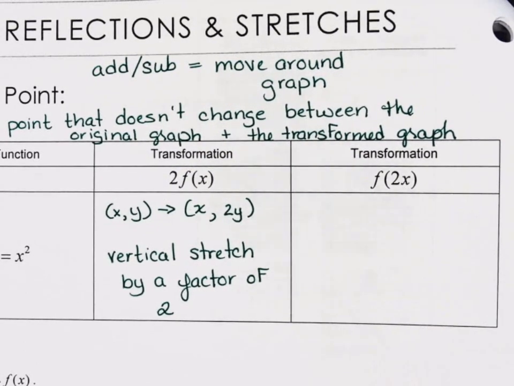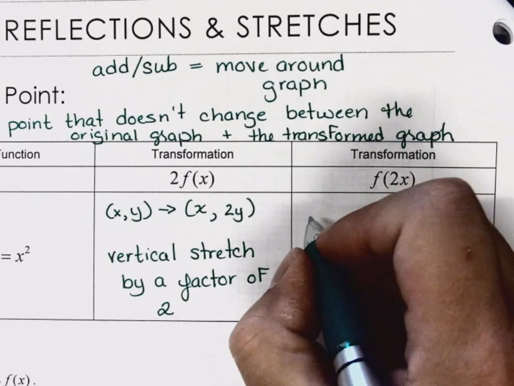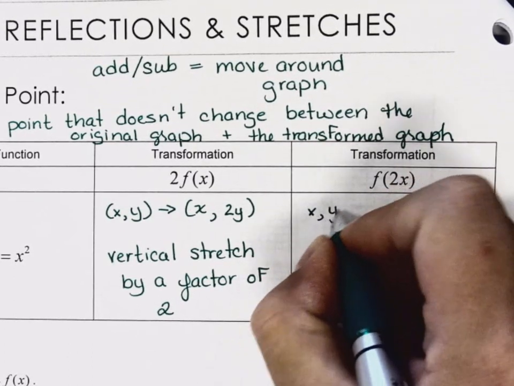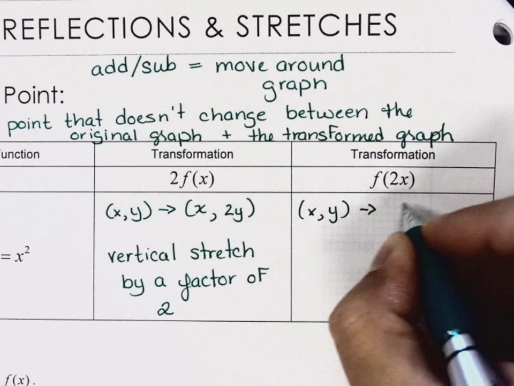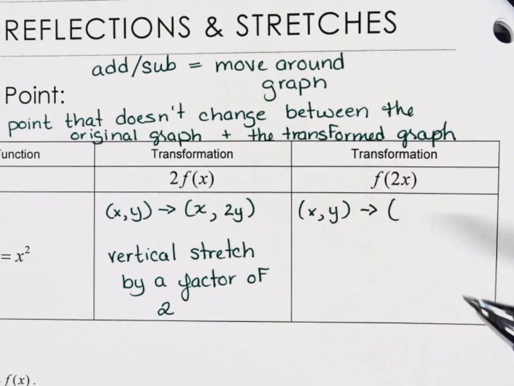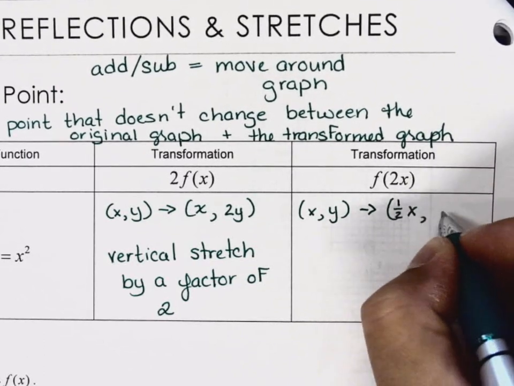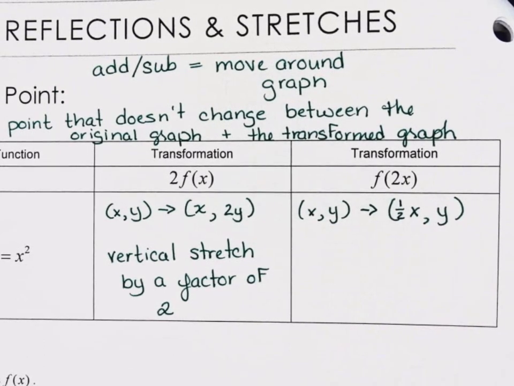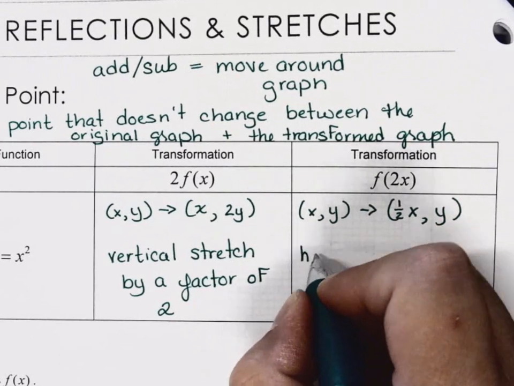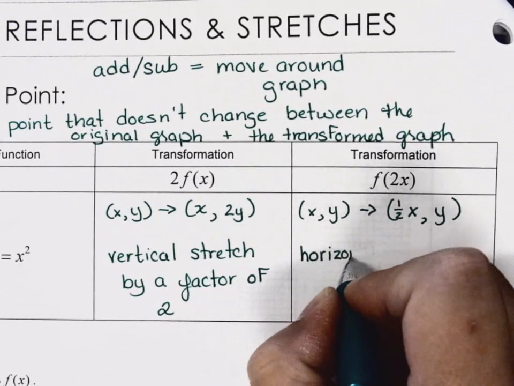Okay, so this next one, what are we multiplying by? X's. What do we know anytime we're dealing with the x? We use the reciprocal of it, if you remember that from quadratics. So the mapping rule would be x, y. And we're not multiplying by 2. What are we multiplying by? 1/2. So this one, you would have a horizontal stretch.